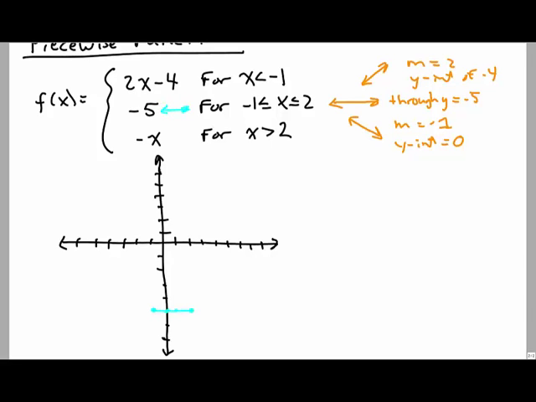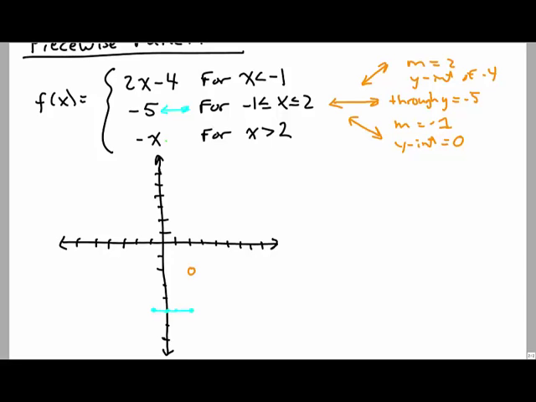Okay, let's go ahead and look at another piece to this. Let's go ahead and look at this -x. And you could do these in any order. This says for x greater than 2. Well, I'm going to plug in a 2. I know this says greater than, but I'm going to plug in a 2. And if I plug in a 2, I get a -2 back out. But it's a hollow point because I don't have equality at 2.